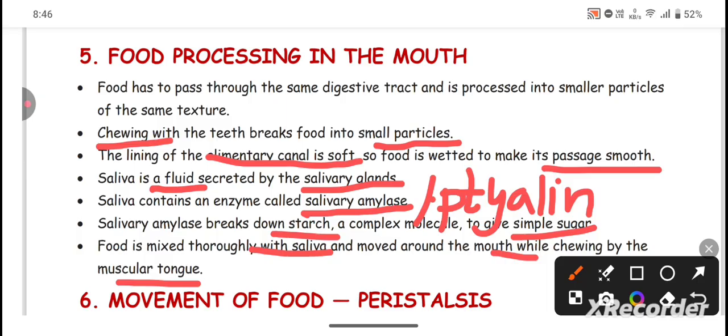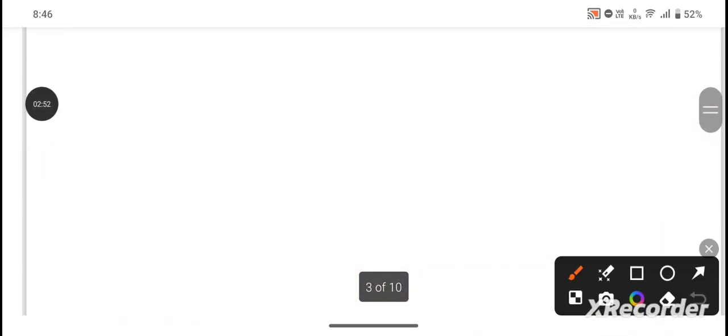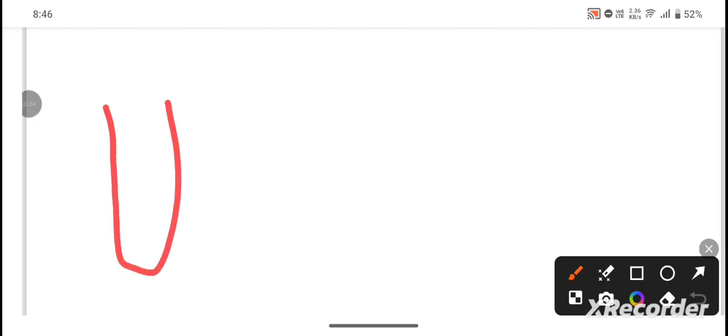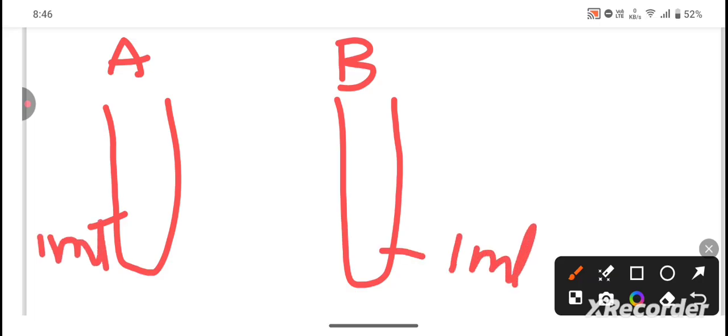I have mentioned that due to the action of salivary amylase, the starch will be broken down into simple sugars. So let's understand this by a simple experiment. For this, take two test tubes and label them as test tube A and test tube B. Add 1 ml of starch solution in both the test tubes.